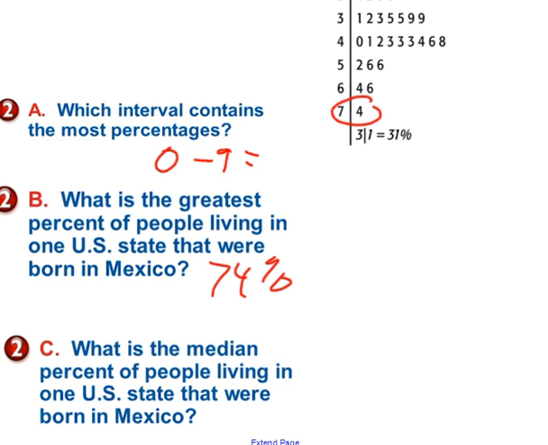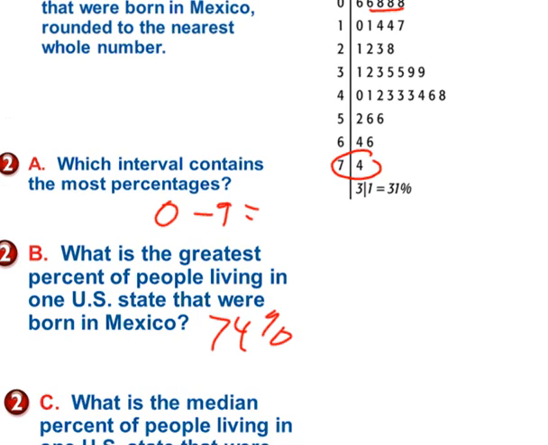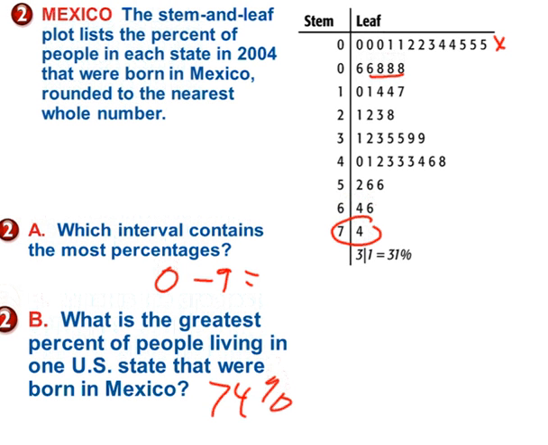And the last question on this page, what is the median percent of the people living in one U.S. state that were born in Mexico? Well, I want to look back at my data. If I counted all these, there are 49 of those. So I'm going to go 24 down from the smallest, and 24 up from the bottom, and that leaves me with the 25th one right in the middle.